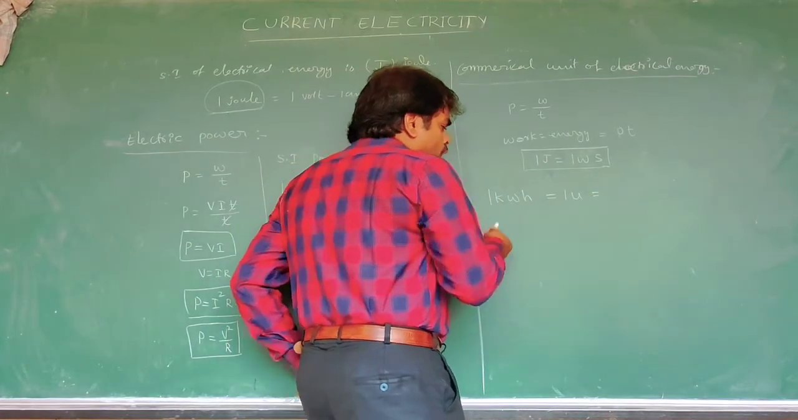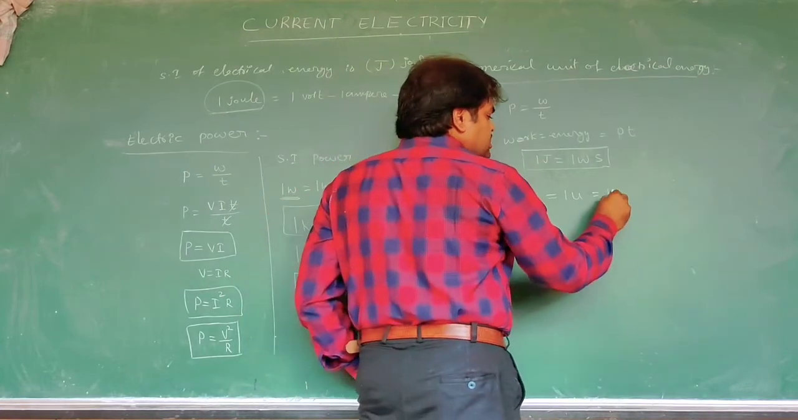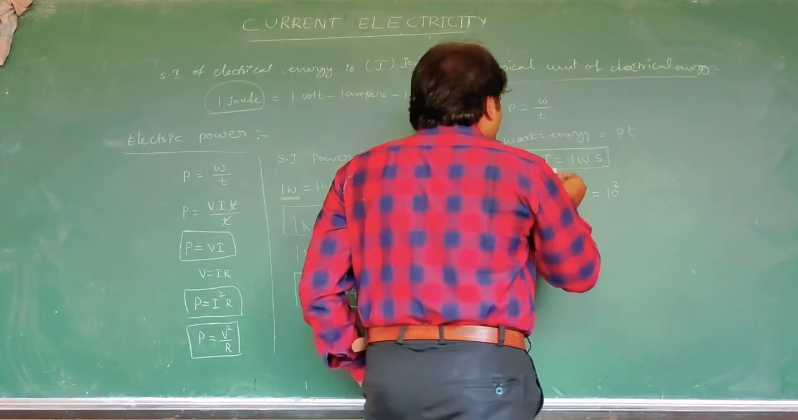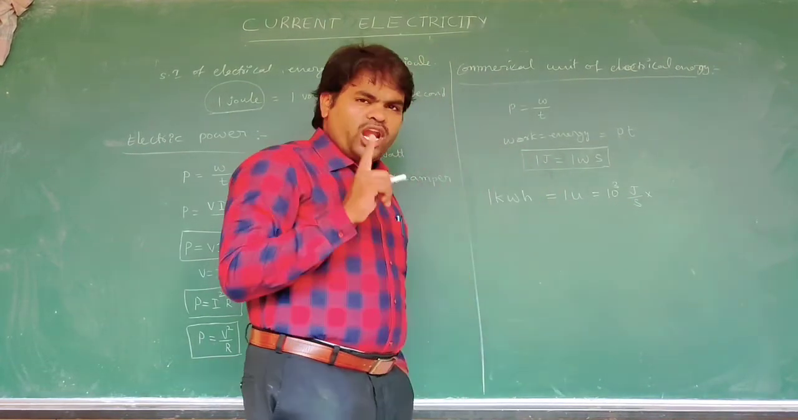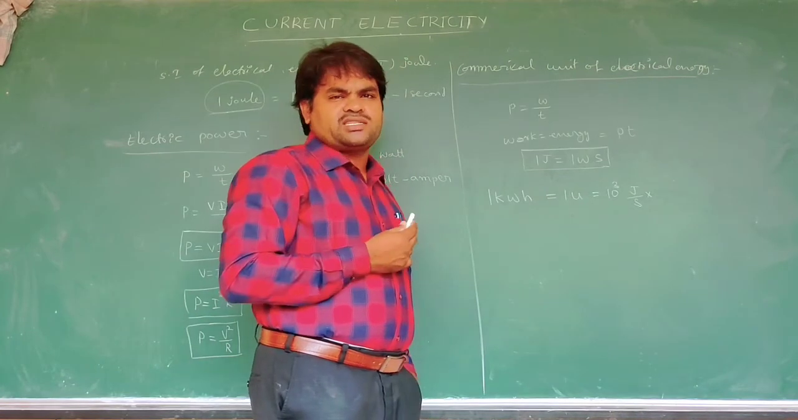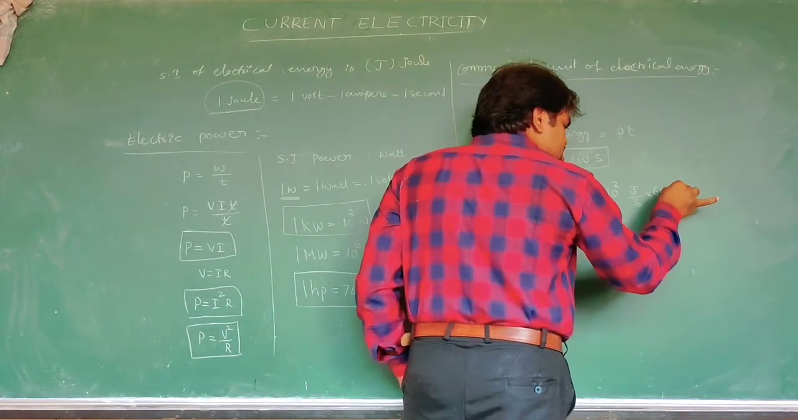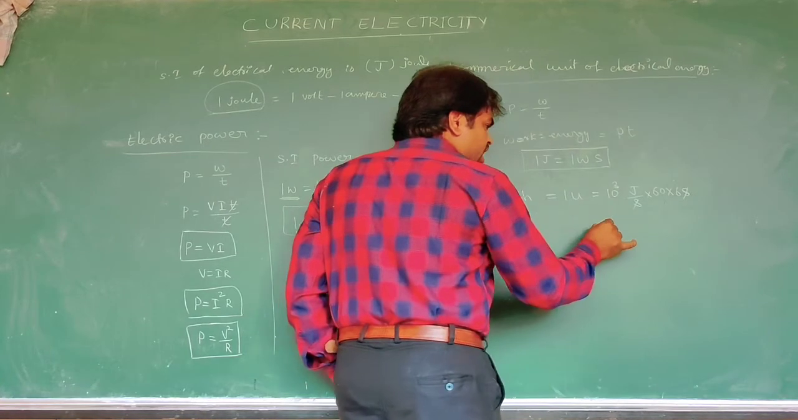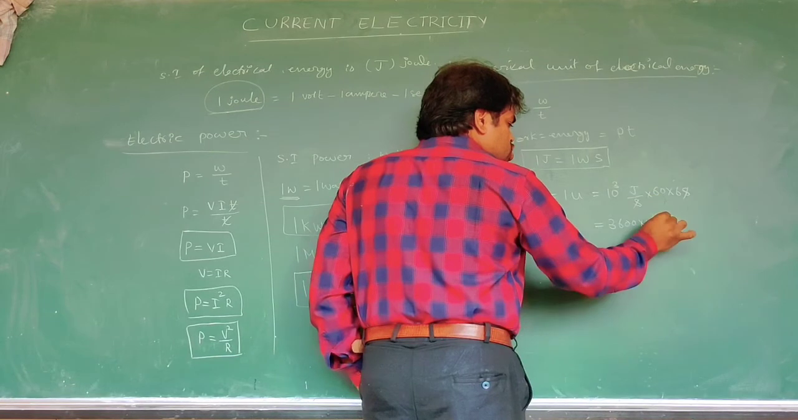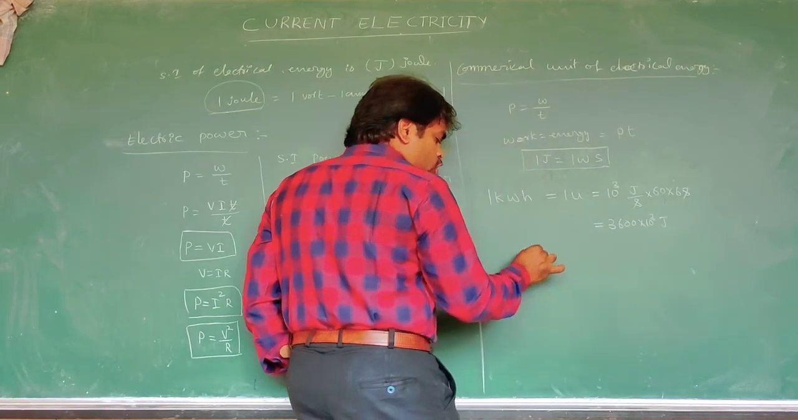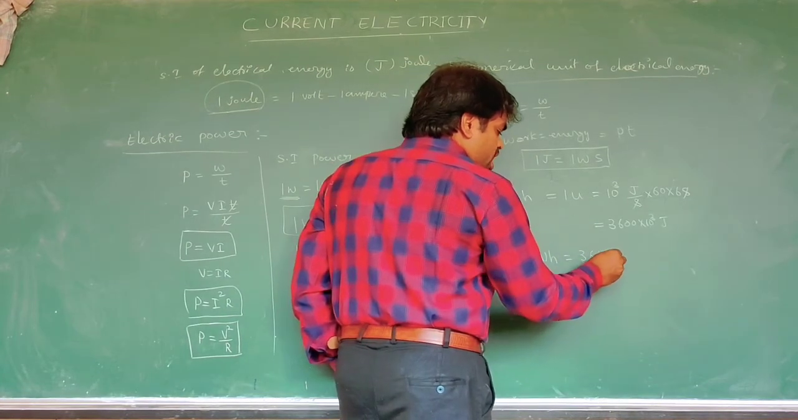Now, 1 kilowatt hour is equal to how many joules? 1 kilo means 10 to the power of 3, watt means joule per second, into hour. 1 hour contains 60 minutes, and 1 minute contains 60 seconds. That's why 60 minutes into 60 seconds gives 3600 into 10 to the power of 3 joule. That means 1 kilowatt hour, very important, is equal to 36 into 10 to the power of 5 joules.